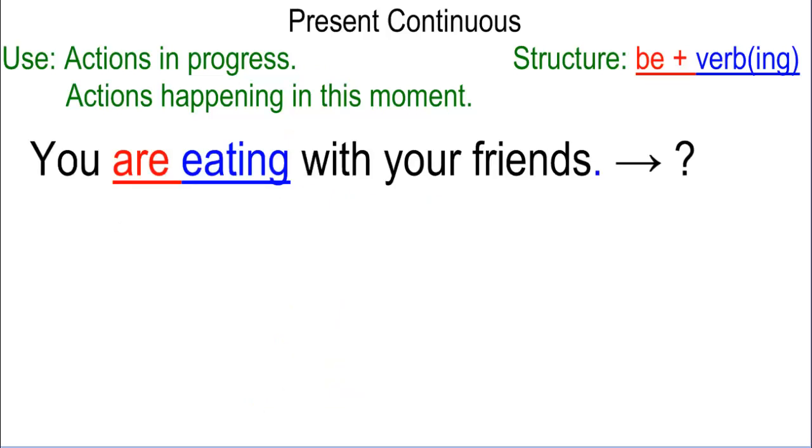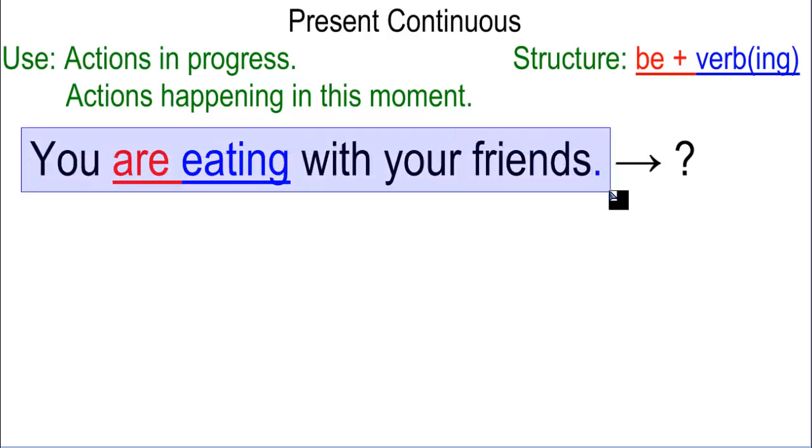Now, if you want to make questions in the present continuous, for example, this, you are eating with your friends. But wait a minute, this is not a question. This is a statement. You're just saying you are eating with your friends. If you tell this to a person, you're not asking them anything. You're just giving this as an affirmation.